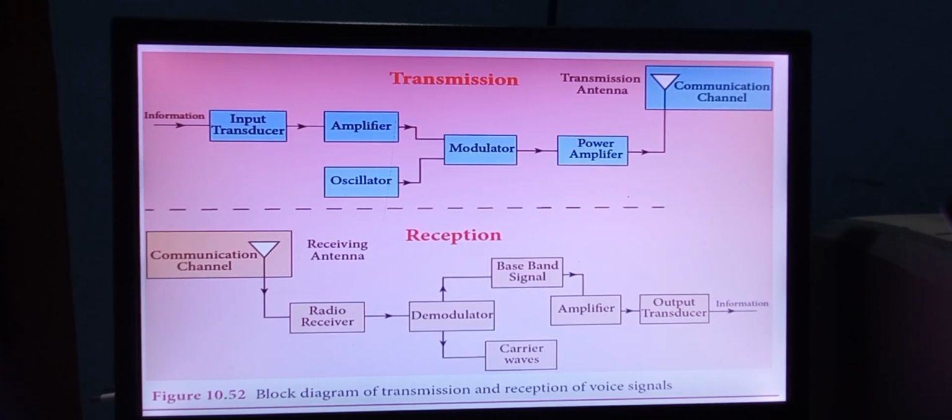Then block diagram of transmission and reception of voice signals. So transmission, so information, input transducer, amplifier, then oscillator, to modulator, then to power amplifier, then communication channel, and in the reception, communication channel to radio receiver, then demodulator, from demodulator to baseband to amplifier, amplifier to output transducer to information, and also carrier waves.